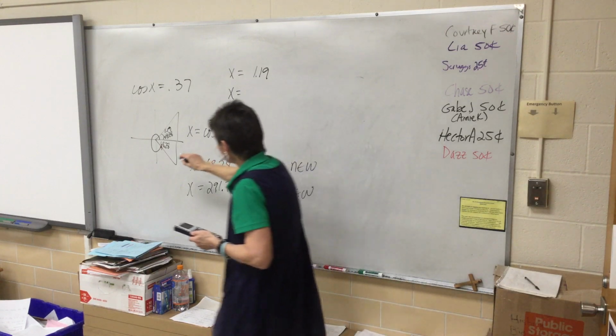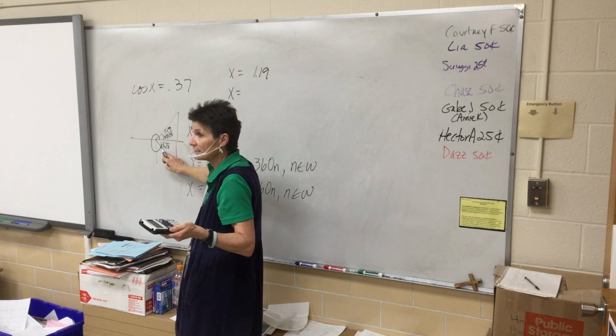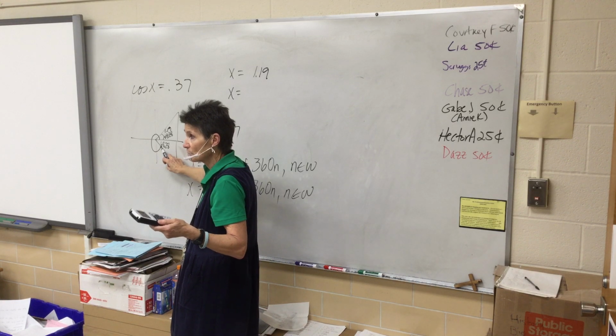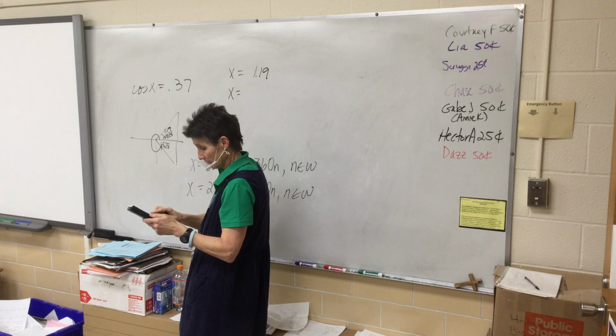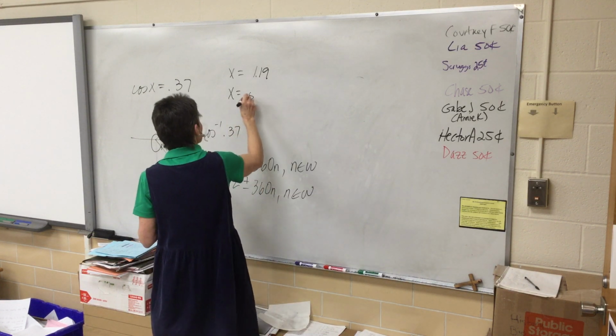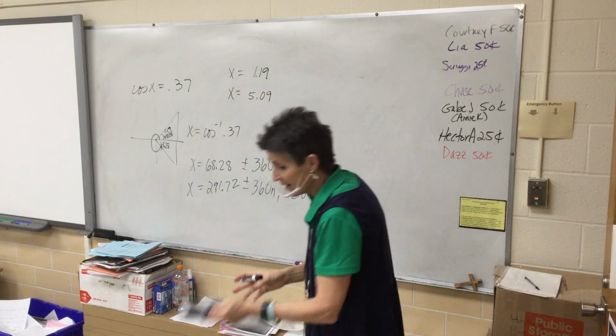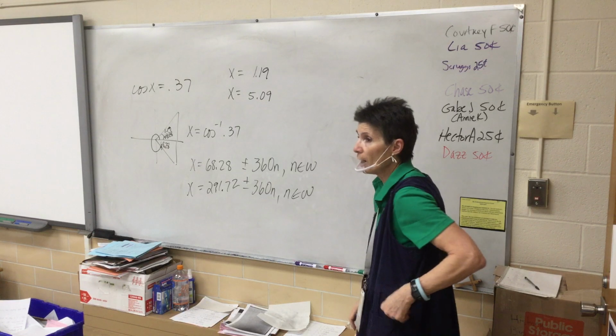Now, how will I get my second answer, the one all the way around? I won't subtract it from 360, I'll subtract it from 2 pi. And I get 5.09. So there are the two answers to the problem in radians.